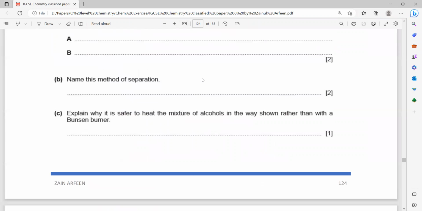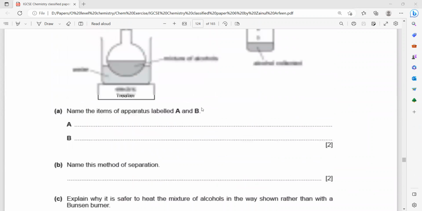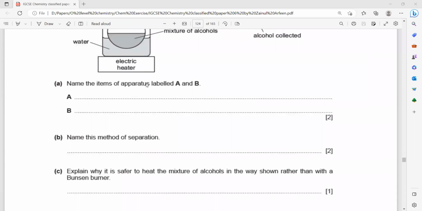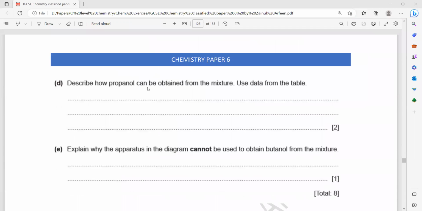Explain why it is safer to heat a mixture using this method. Because alcohol is flammable. Alcohol is a flammable liquid. That's why here you can see we use an electrical heater or a water bath rather than directly exposing it to the flame.